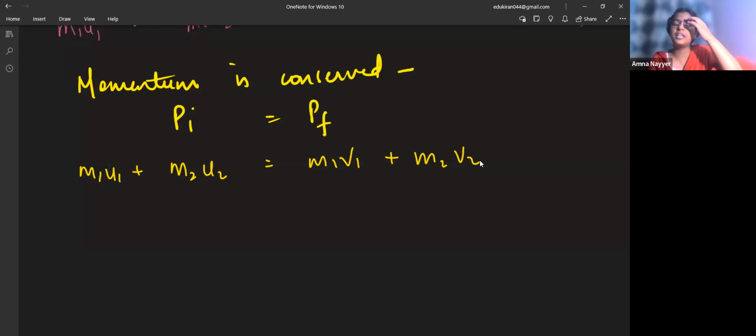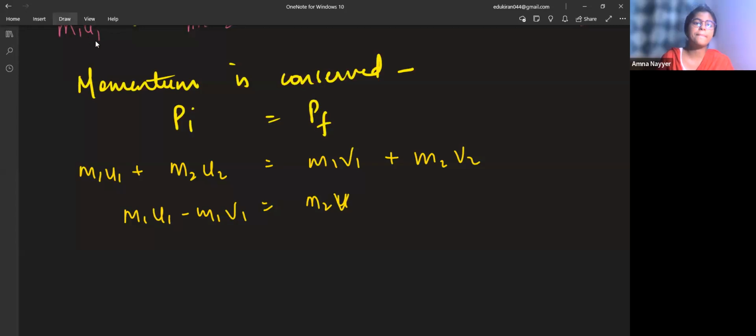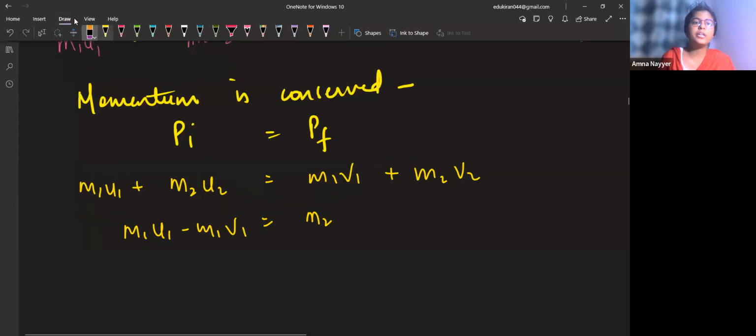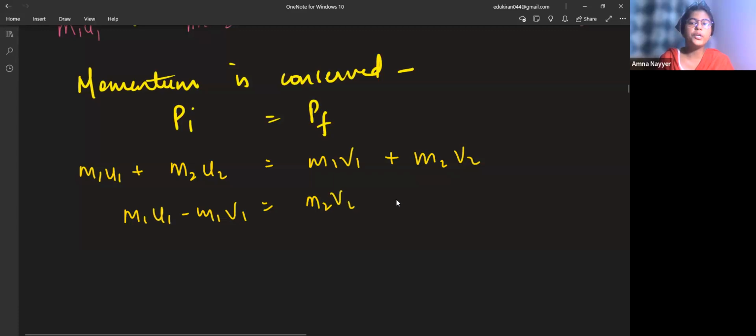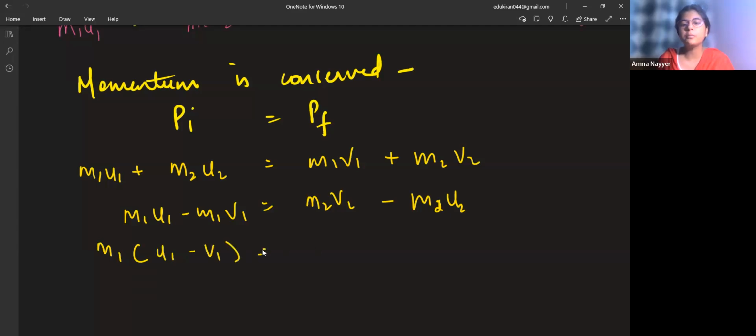Let's bring all the terms for the first body together, like M1, V1 and M1, U1 together. So that becomes M1, U1 minus M1, V1 is equal to M2, V2 minus M2, U2. Fine. Now, what all things can you take common? From here, you can take M1 common, U1 minus V1. From here, you can take M2 common, V2 minus U2.